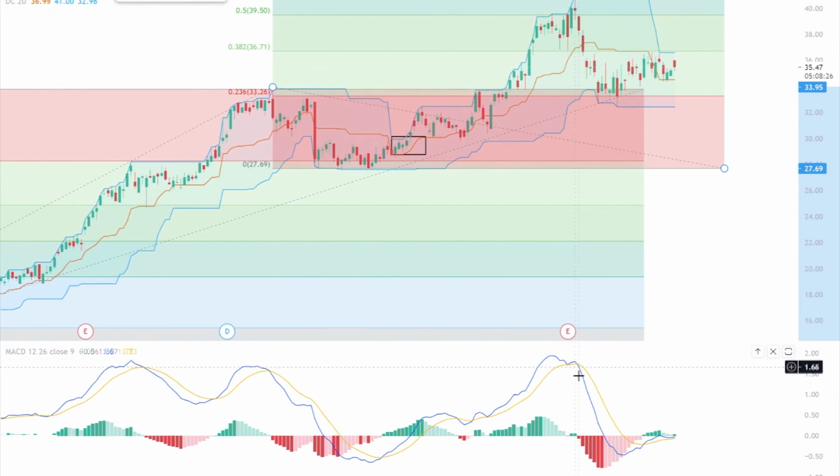We've got a negative cross of the MACD, and the share price begins to approach that mid-Donchian channel. That would be a clear indication that the trend might be reversing and it might be an optimal time to get out of this business.